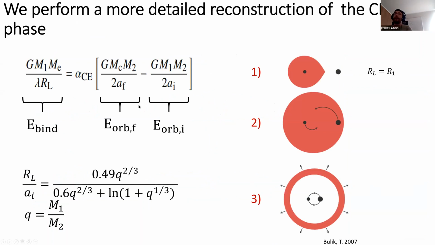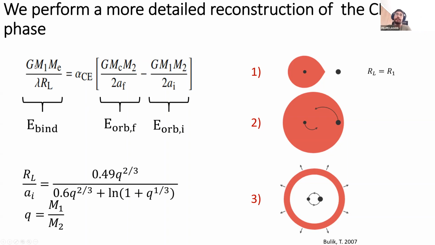This equation shows the energy formalism for the common envelope phase, in which a fraction, given by this alpha parameter, of the orbital energy released during the common envelope phase should be equal to the binding energy of the giant envelope in order to eject it. All the solutions we found with the code developed by Monika Sorotovic meet this condition.